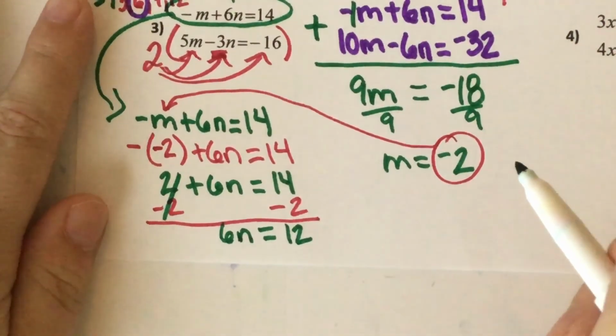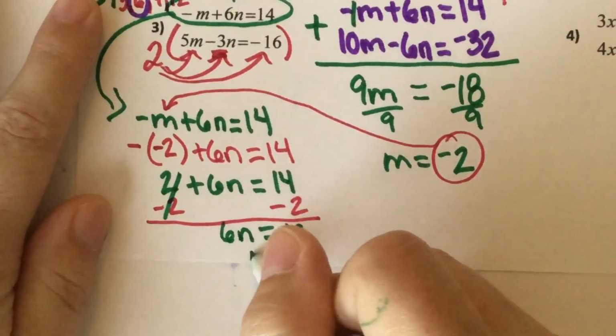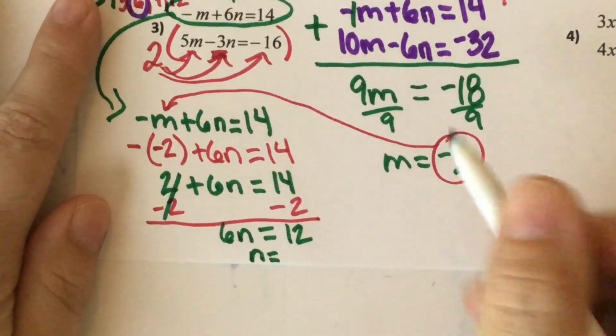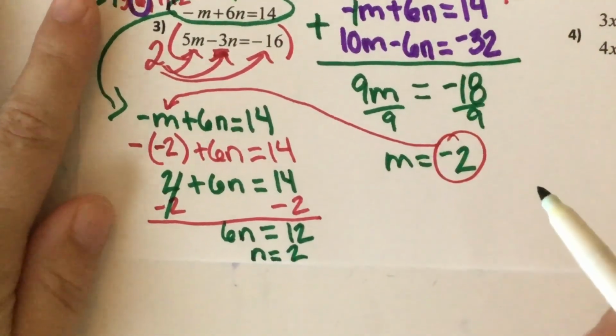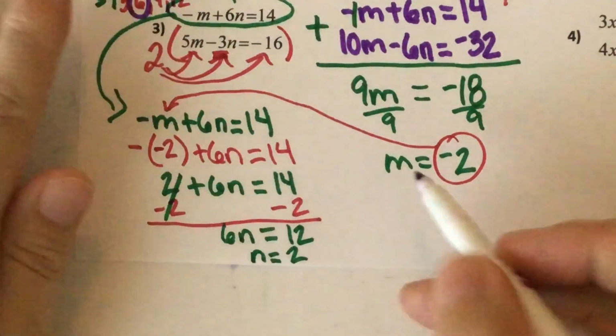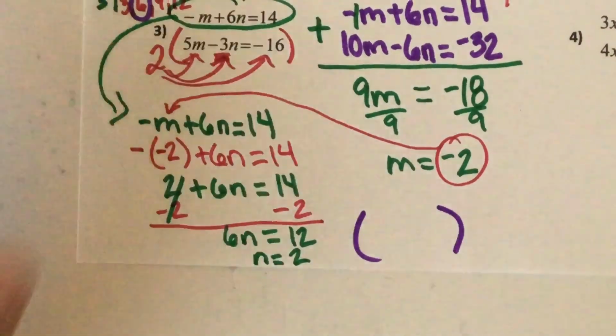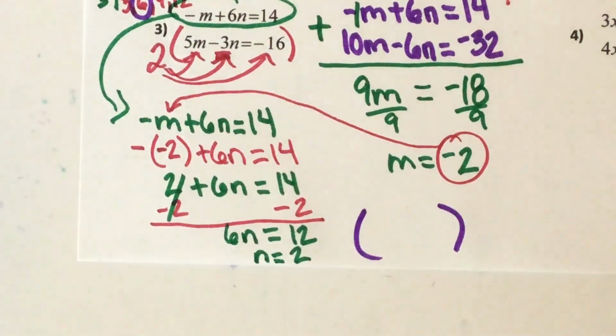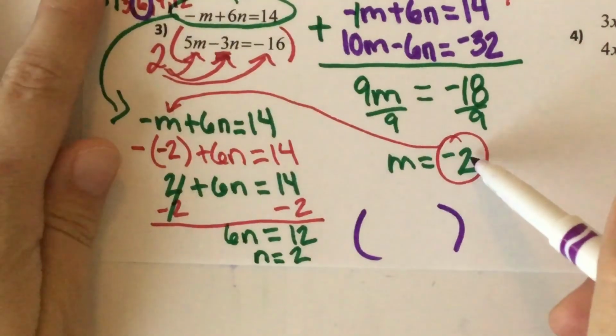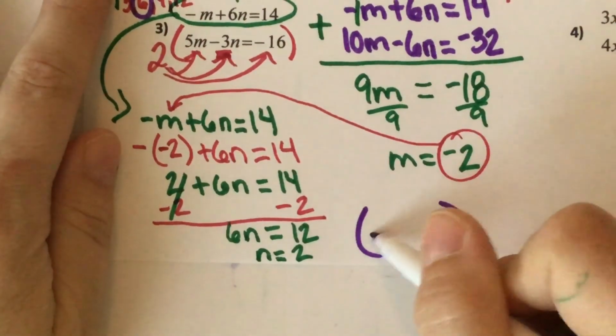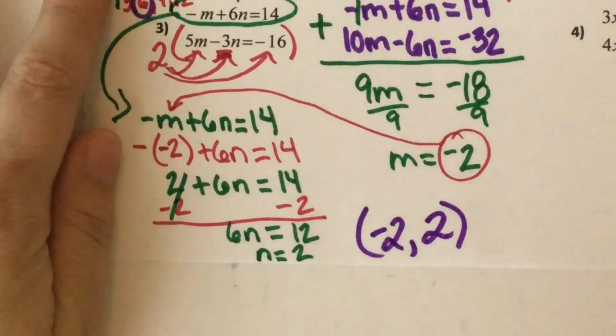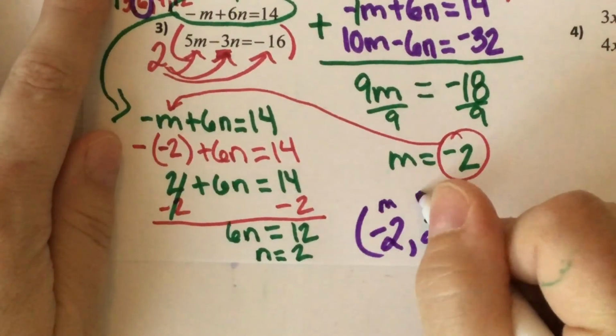So what's your last step here? Divide by 6, and what do you get if you divide by 6? 2. Okay, so now I want to write this as an ordered pair. Think of your alphabet, A, B, C, D, E, F, G. And m comes before n, so it's negative 2, comma, positive 2, because m comes before n.